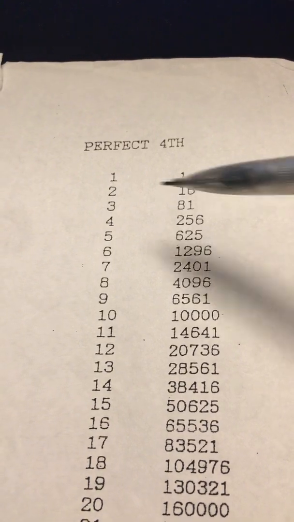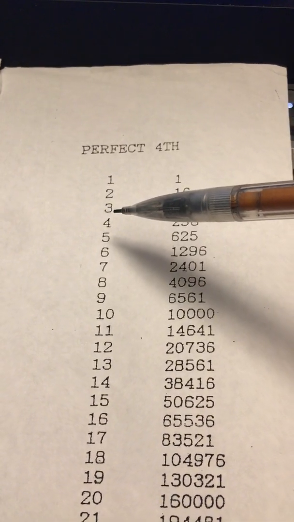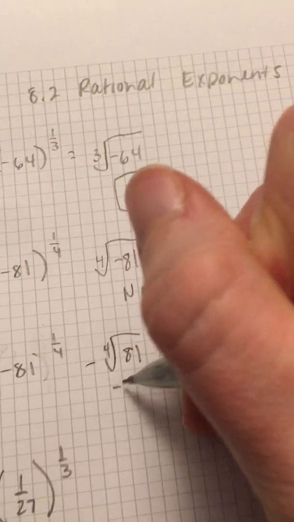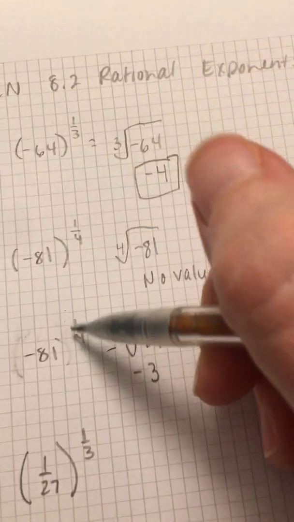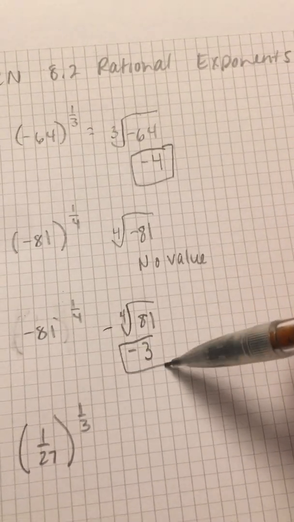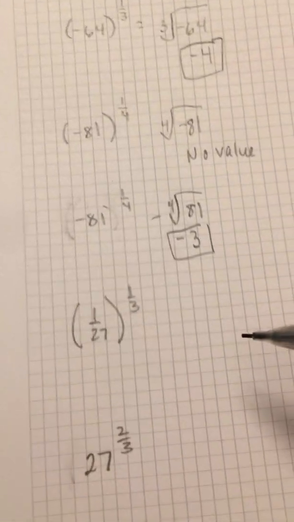So now I'll go to my perfect fourths, find 81. The fourth root of 81 is 3. I have a negative outside, so this becomes a negative 3. Again, top number is a 1. Raising to the first power is just going to be negative 3.